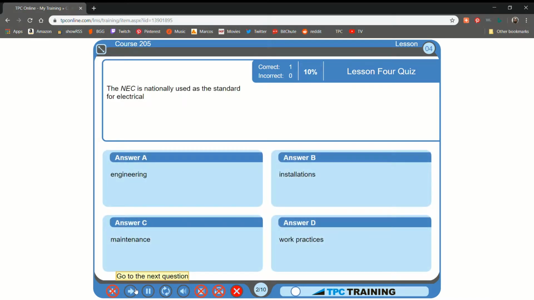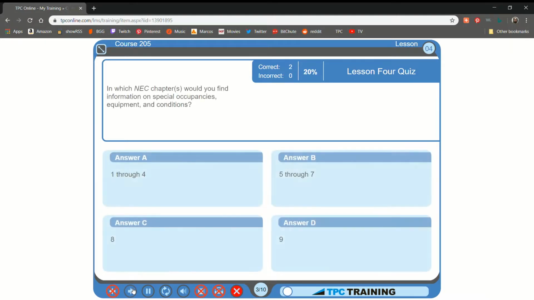The NEC is nationally used as the standard for electrical A. Engineering, B. Installations, C. Maintenance, D. That is correct. In which NEC chapter or chapters would you find information on special occupancies, equipment, and conditions? A. 1 through 4, B. 5 through. That is correct.